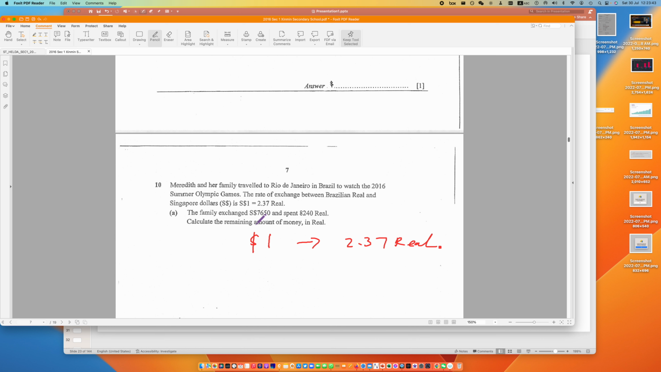Okay? Then now, exchange this, right? So 7650 is how many real? That is your first question you ask yourself. Times 2.37. Exactly. So once you get that, can you tell me the answer? 18130.5. Okay, so you get this real. And then you spend this much, of course you minus, right? That's the answer. Okay? Very simple.